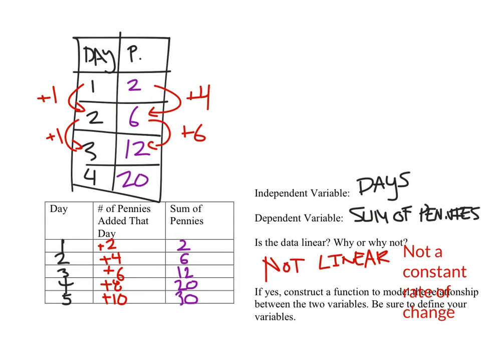There we go. The difference between this one and the last one that we did was that we were just looking at how many pennies were added every day. So we're looking at how many pennies he was getting every day. This one's looking at how many pennies he has after every day. All right, and this one was not linear, so we don't have to worry about creating a function. However, in 9th grade, you will, and you're going to love it.